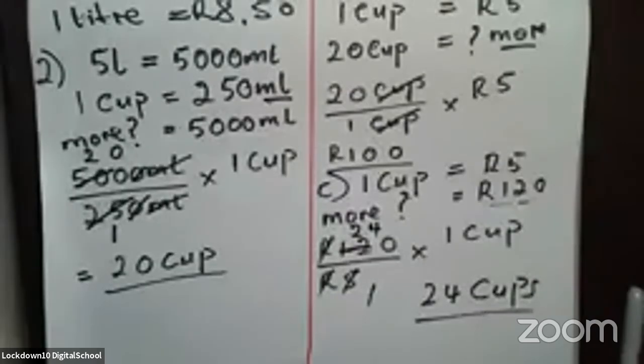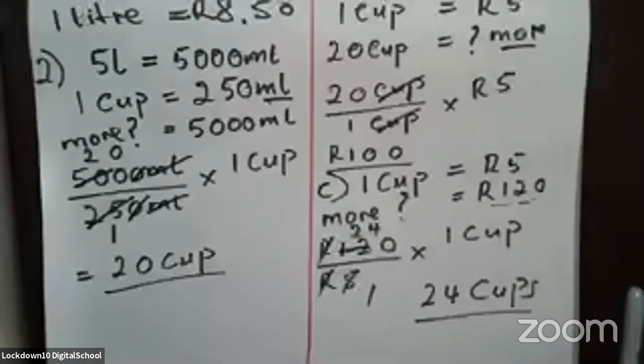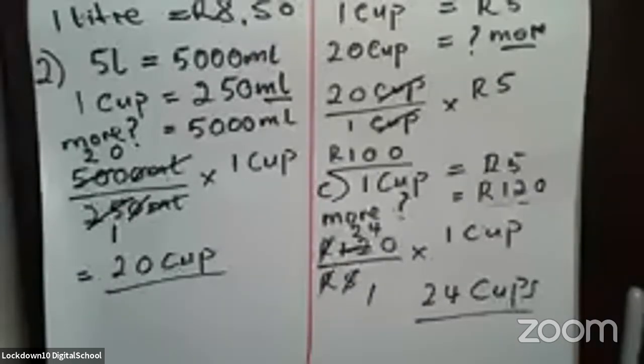Yes, guys, I'm sure you got that right. Zedam, you got it. 24 cups. That's how much he needs to make for him to get back to zero. Okay, so we have 24 cups, guys. That's how much he needs to make. So if Tabiso needs to make profit, he needs to make at least more than 24 cups.